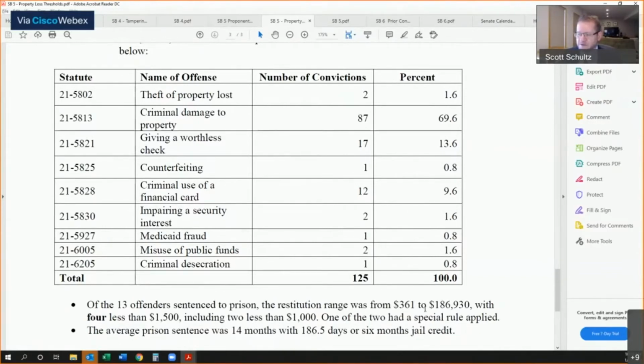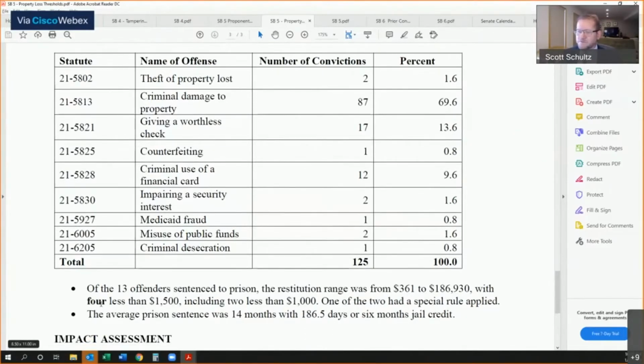So how many of these, if you want to look at the range, this bullet point below the table gives you an idea of the restitution range of those property crimes, anywhere from $361 to $186,000. Four of them were actually less than $1,500, and 2 less than $1,000. So again, we're talking about a few that are going to be applicable here. However, it becomes a proportionality situation.